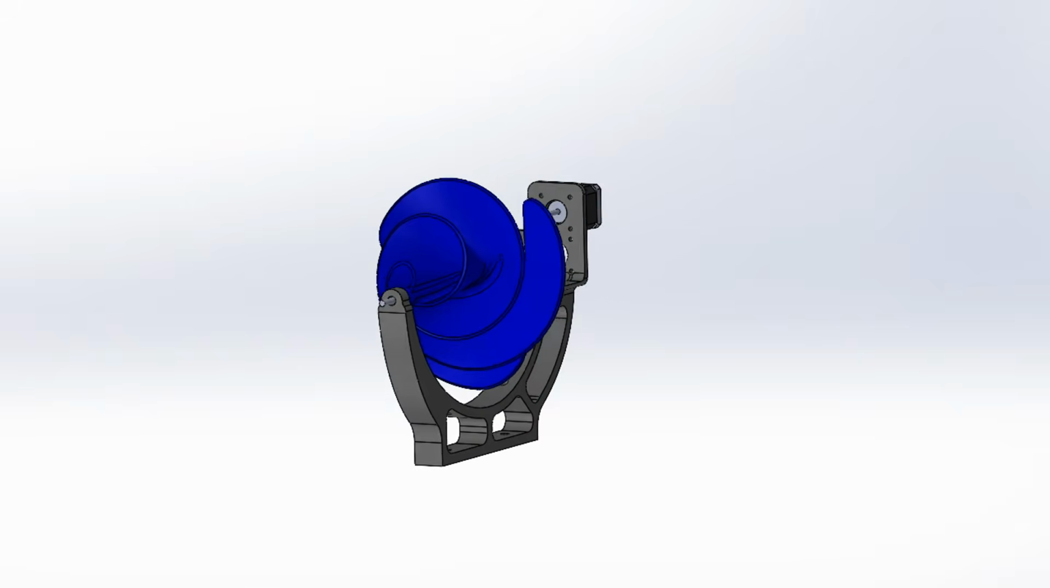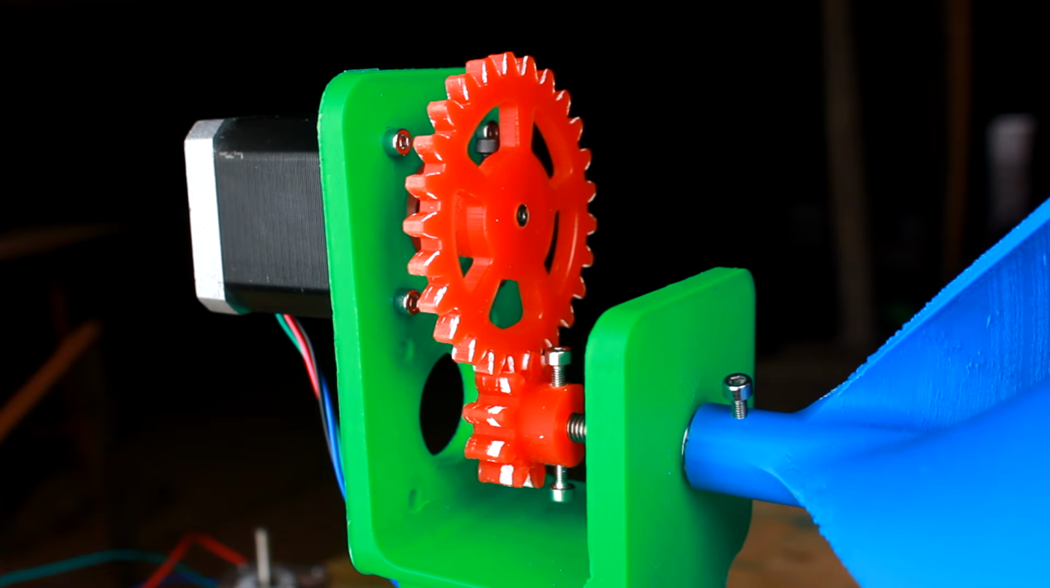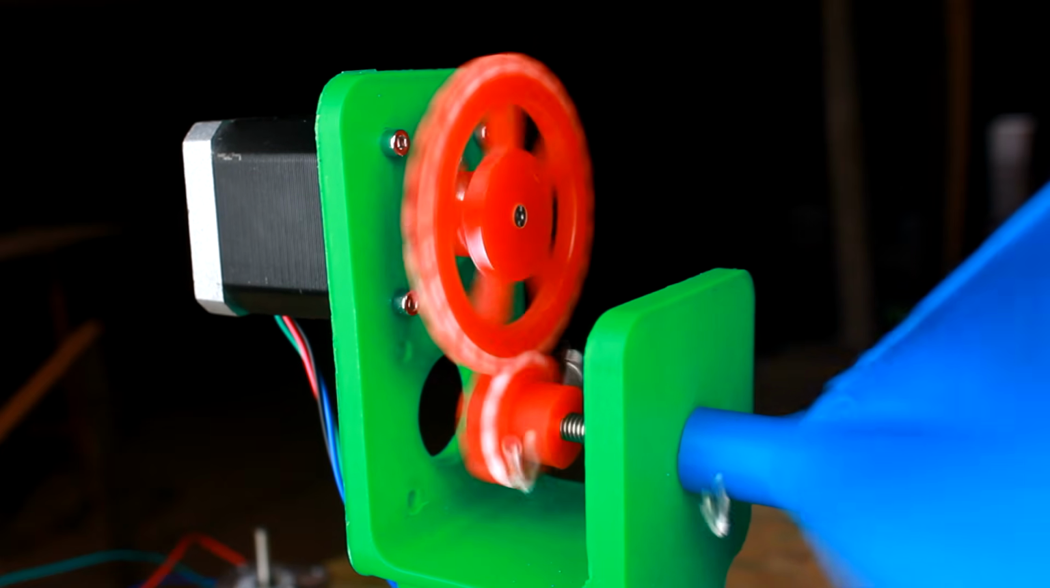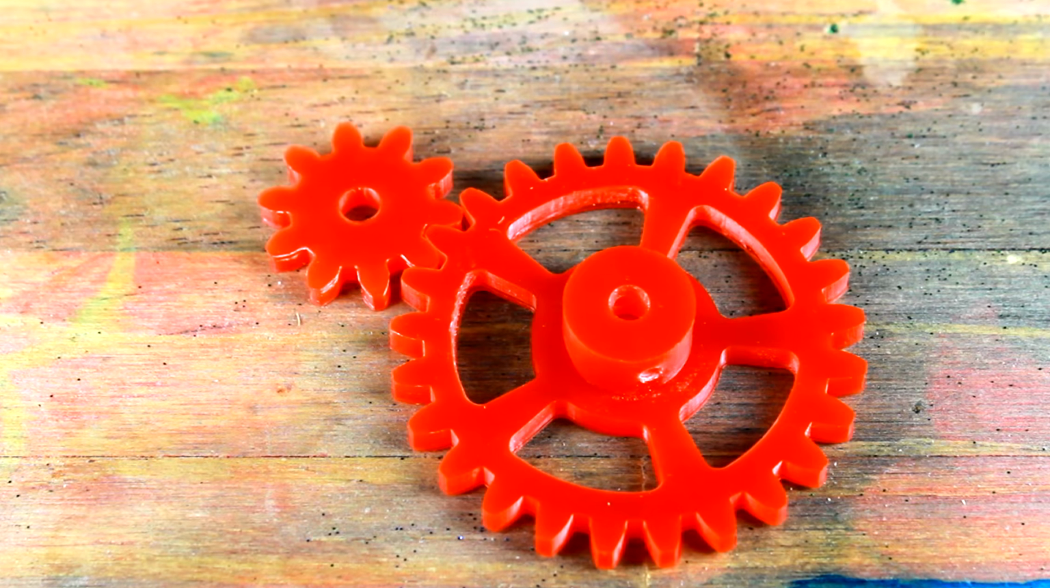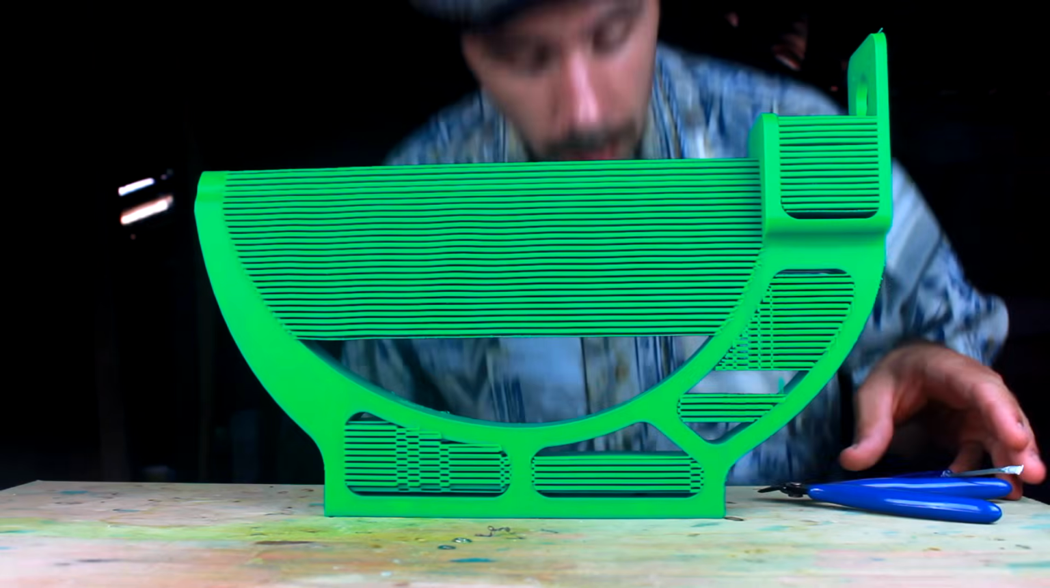When designing the turbine support, I created 2 motor mounts, one for the direct drive and another to drive the motor with gears, just in case I needed to step up the torque a little bit. I 3D printed 2 beautiful red gears in resin with a ratio of 2:1. After that, I put the whole thing together.